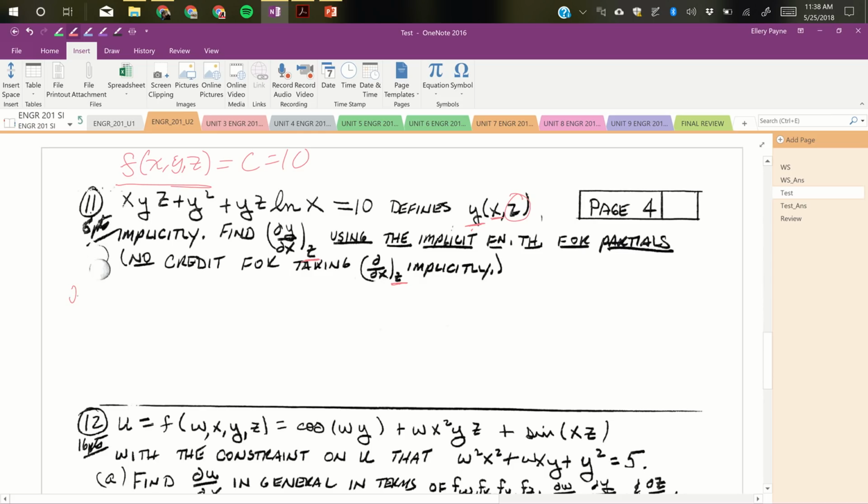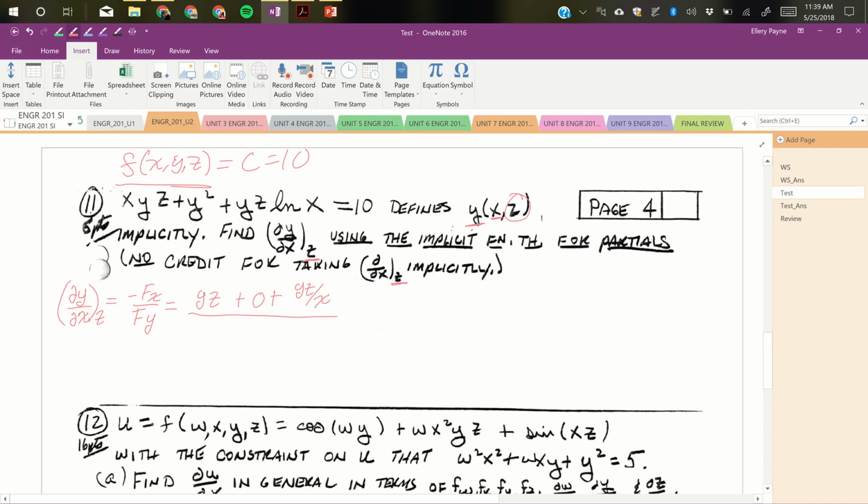So we have the partial of y with respect to x while holding z constant. Since we're using the implicit function theorem, that means it's going to be negative f_x over f_y. And that equals the negative of the partial of f with respect to x over the partial of f with respect to y. So the partial of f with respect to x: the first term is yz, plus y squared goes to 0, plus yz natural log of x becomes yz over x. So that's our f_x.